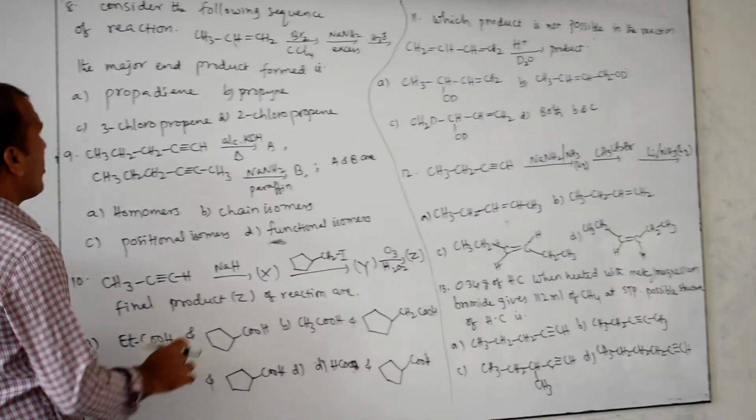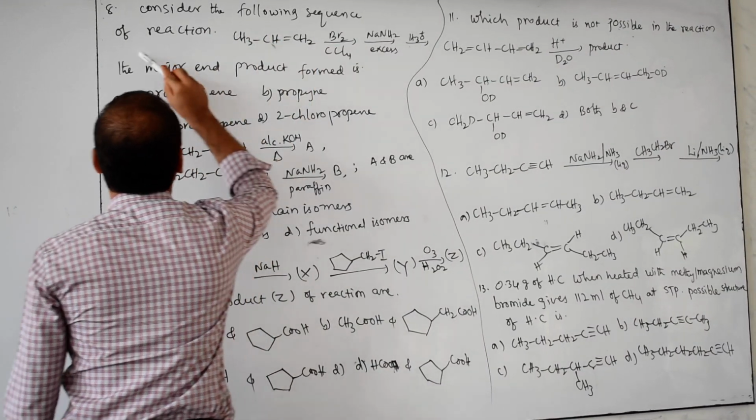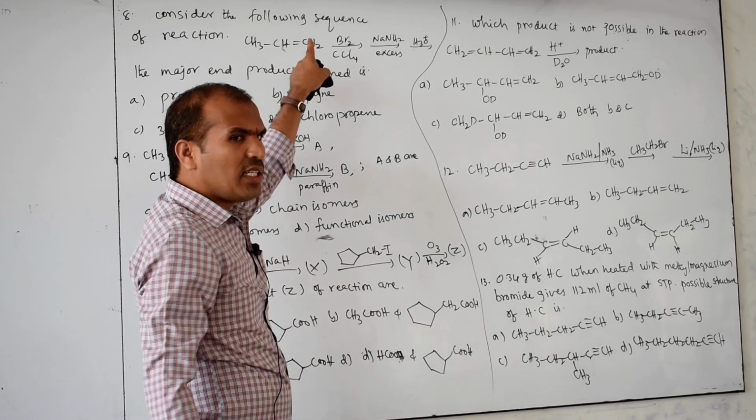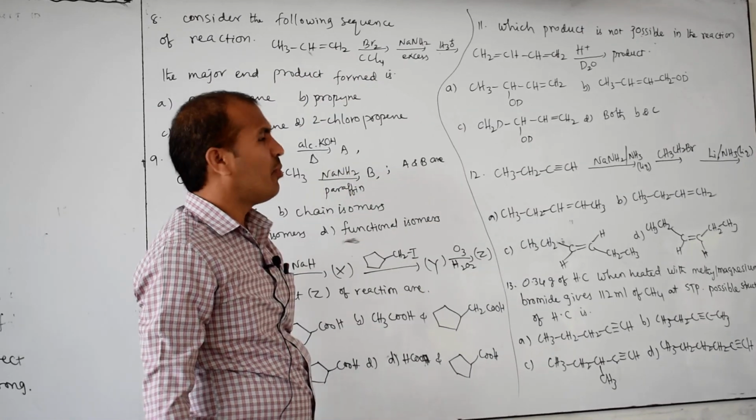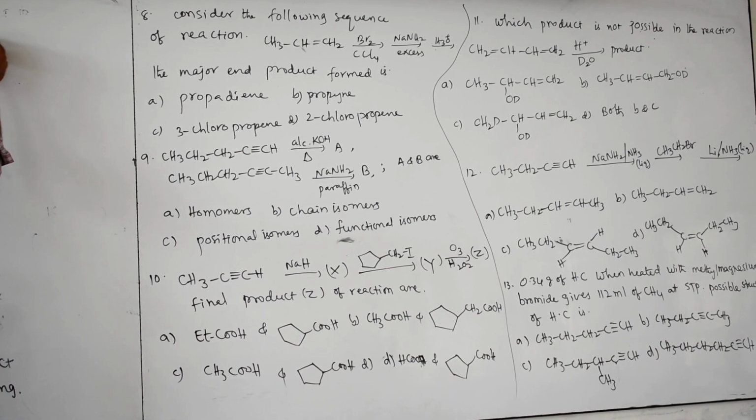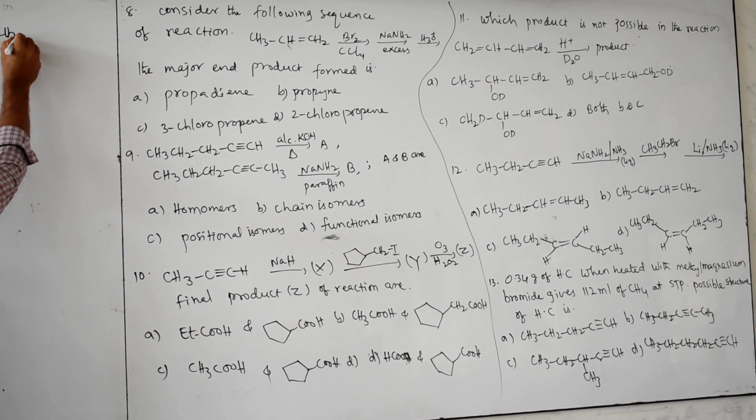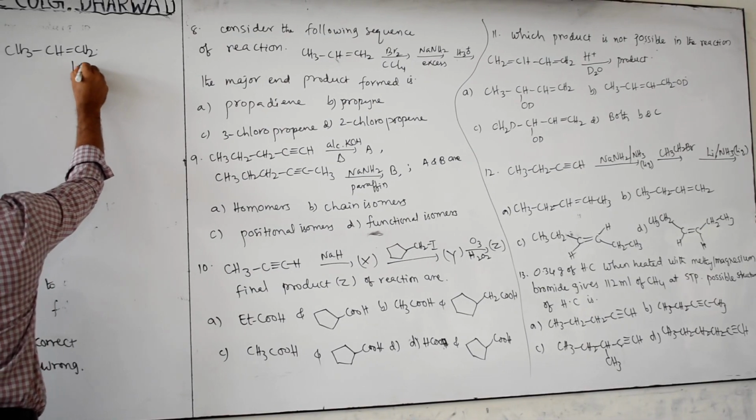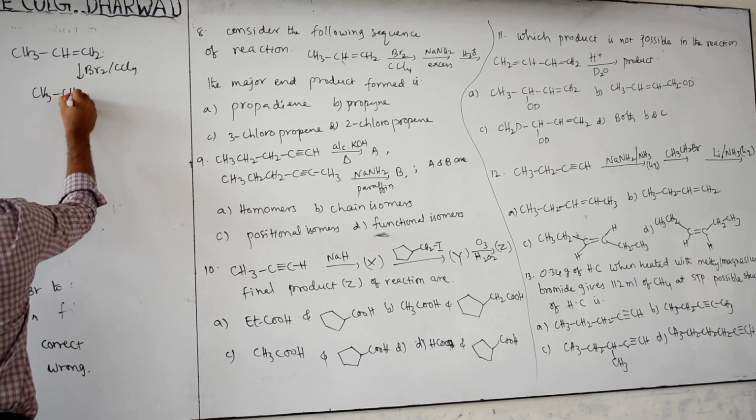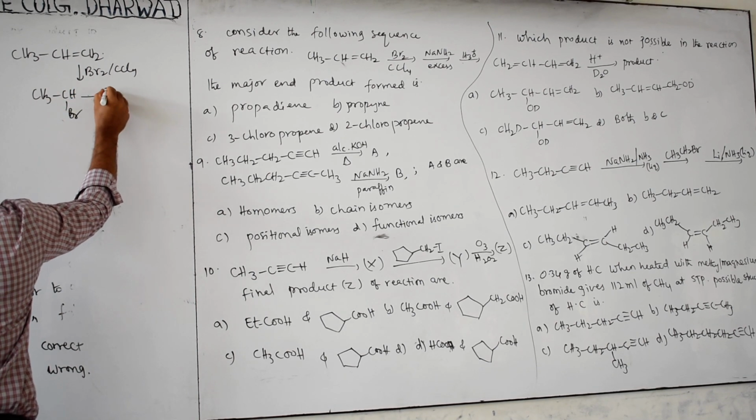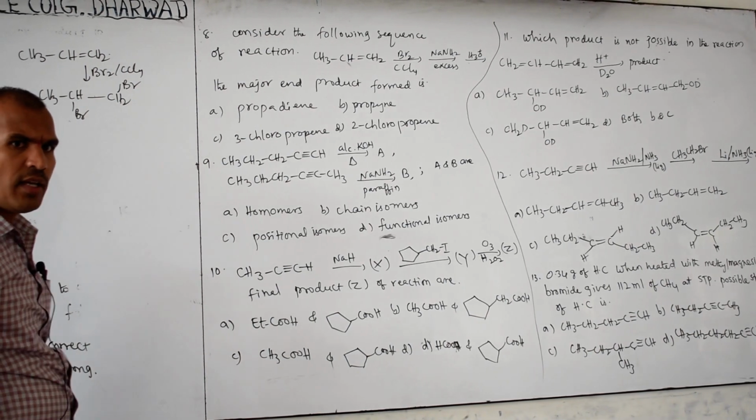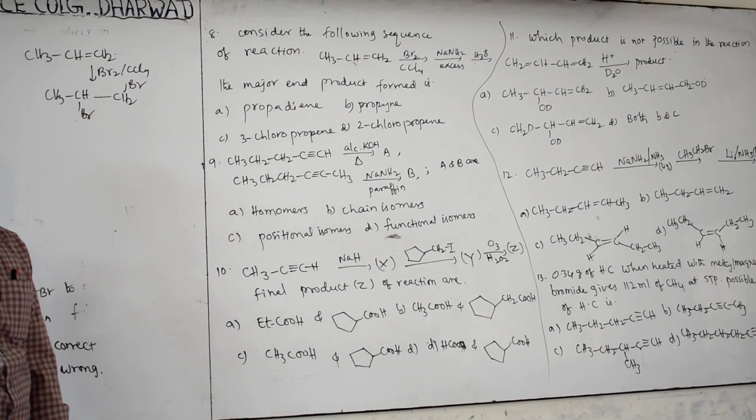Next, consider the following sequence of reactions. Here, see the reaction given. This is an alkene, adding bromine. Then what happened? CH3 CH double bond CH2. To this, we are adding bromine in CCl4. Then CH3 CHBr and CH2Br. Bromine addition is always anti, added opposite.